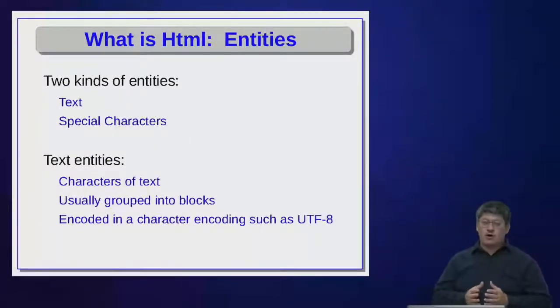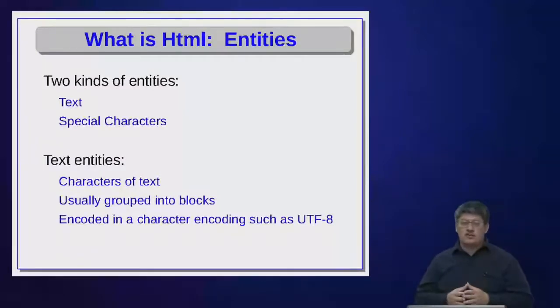So I mentioned before that entities are the part of HTML that allows you to provide content. And there are 2 kinds of entities. There's text entities, paragraphs and sentences, and there are also what we call special character entities. So text entities are characters of text. They're usually grouped together into blocks like a paragraph, and they're encoded in some sort of character set. We're going to use UTF-8 in this course.